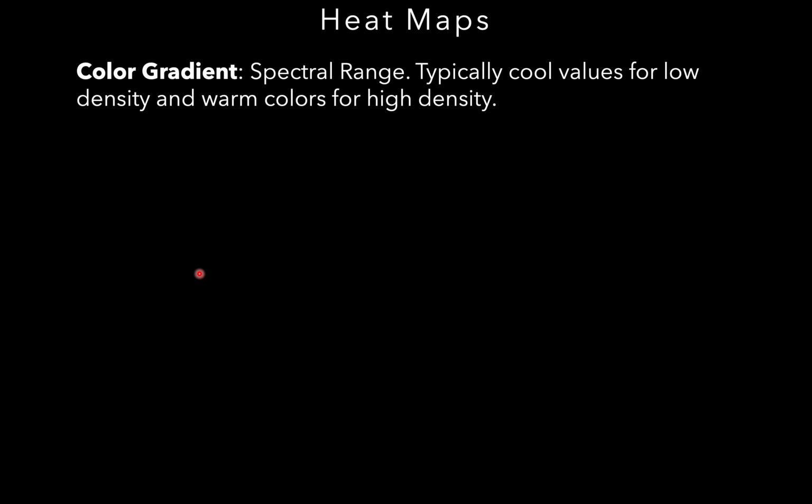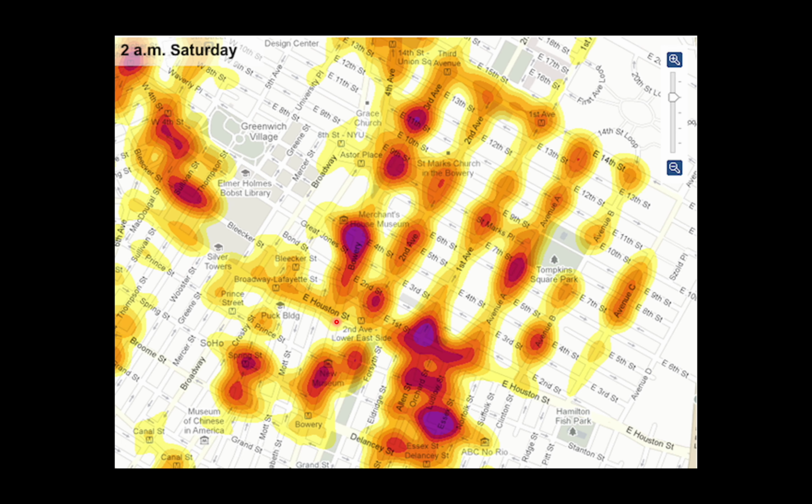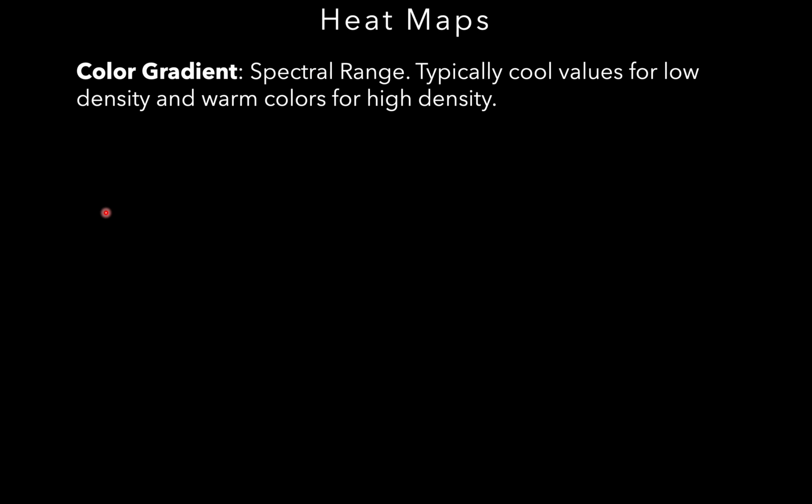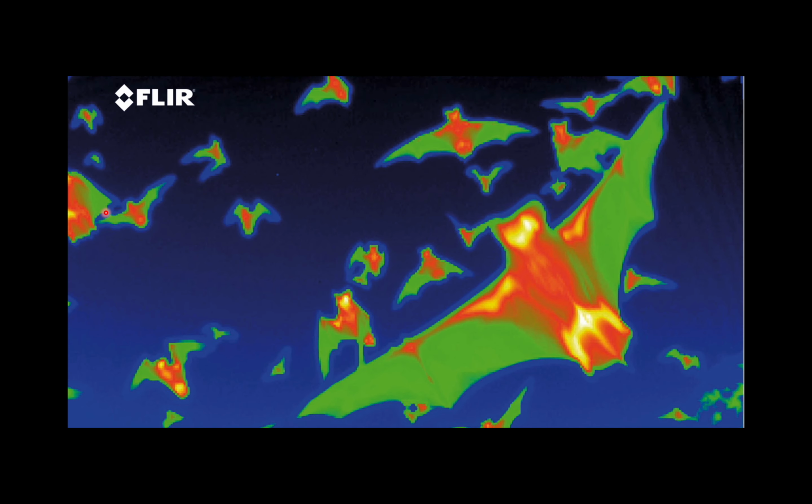So the heat map, basically what we're doing is we're collecting or depicting all of the point data in our map, and we're transforming that point data into a surface, right? A surface of events that are happening. So it's taking a spectral range of data that goes from cool, which represents low density, to warm, which represents high density. So it can mimic a thermal image that you would see for something like this, right?